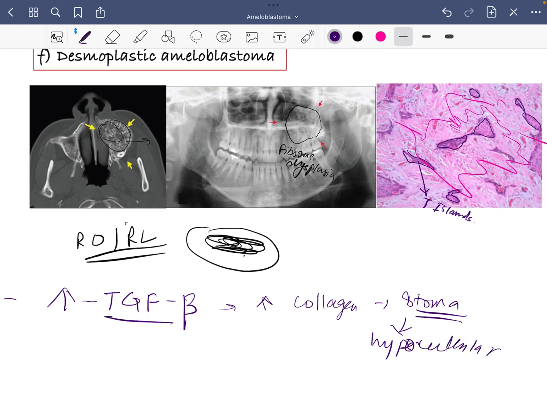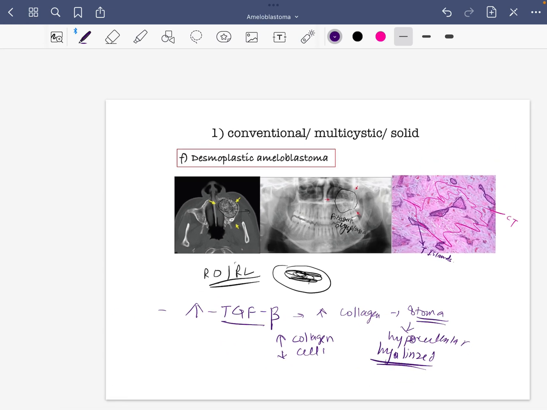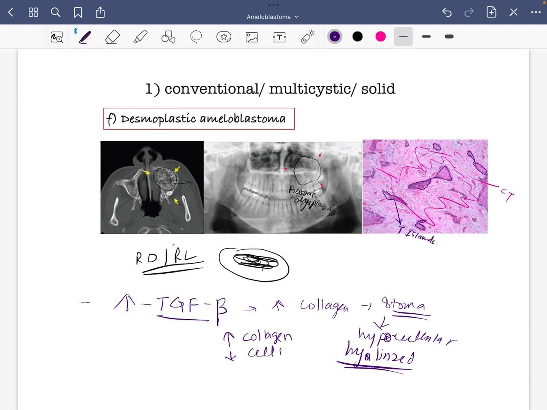It gives the appearance of hypocellular, meaning less amount of cells, and hyalinized. Hyalinized is when there's too much collagen: increased collagen, decreased cells. When you see this, it's desmoplastic, right? Because of that, it squeezes your epithelium, and the squeezed epithelium gives the appearance of thin strands. In this, you won't be able to make out stellate reticulum cells.